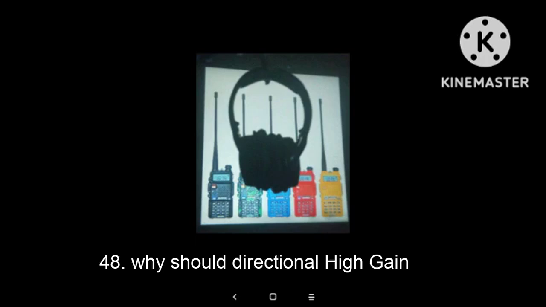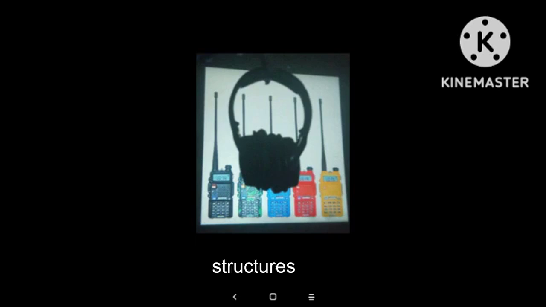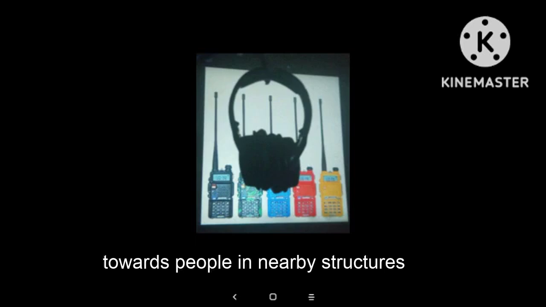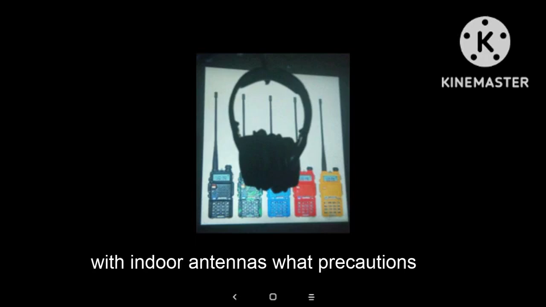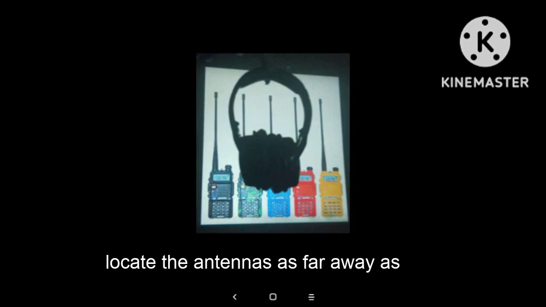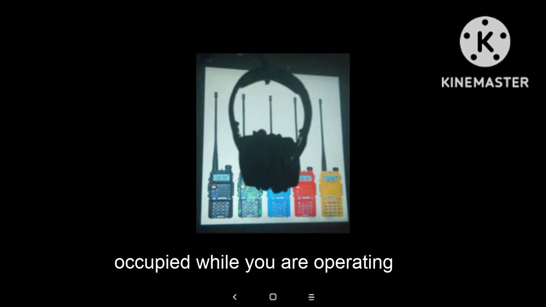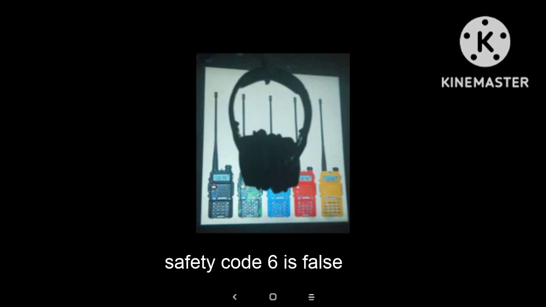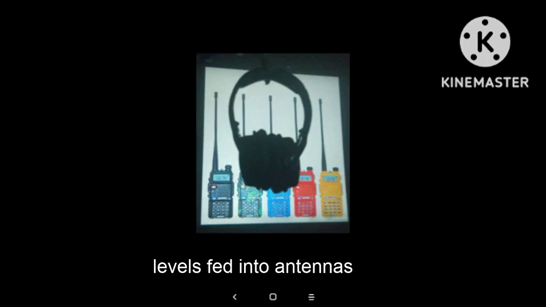48. Why should directional high-gain antennas be mounted higher than nearby structures? So they will not direct RF energy towards people in nearby structures. 49. If you operate your amateur station with indoor antennas, what precautions should you take when you install them? Locate the antennas as far away as possible from living spaces that will be occupied while you are operating. 50. Which of these statements about Safety Code 6 is false? Safety Code 6 sets limits of power levels fed into antennas.